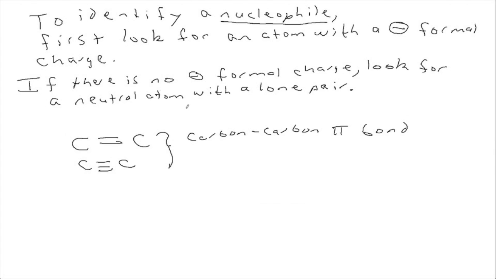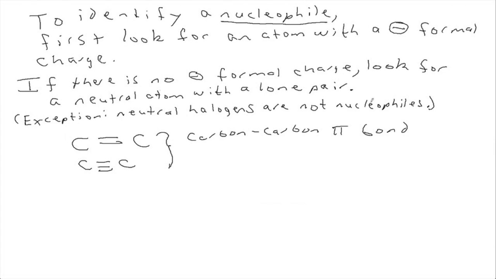So here are our examples. Good. As usual, there's a pesky exception. Neutral halogens are not nucleophiles, even though they have lone pairs. Okay. That's pretty obvious. I think most people have already internalized that. Do you have this written down? Yeah.